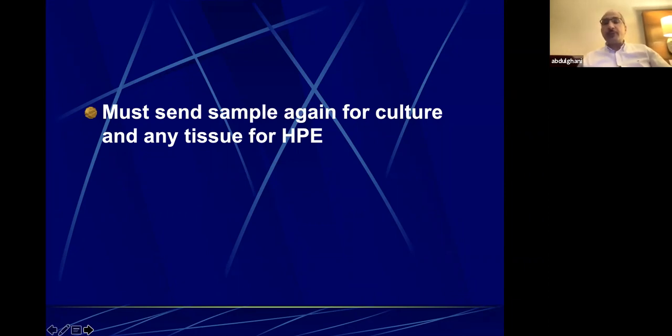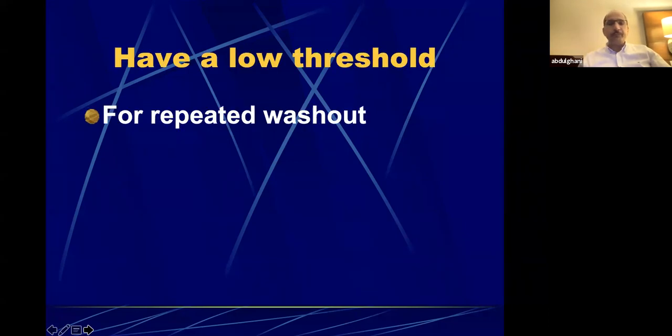So this is the best chance you can have a tissue to send it for histopathology as well. Have a very low threshold of repeated washout. This is not a one-off procedure that once you have done the washout, everything is going to be all right. It also depends upon the clinical response, the markers, and especially the clinical response. If the patient is not responding, again febrile, swollen joint, painful, have a low threshold of repeated washout, maybe once, twice, or thrice.